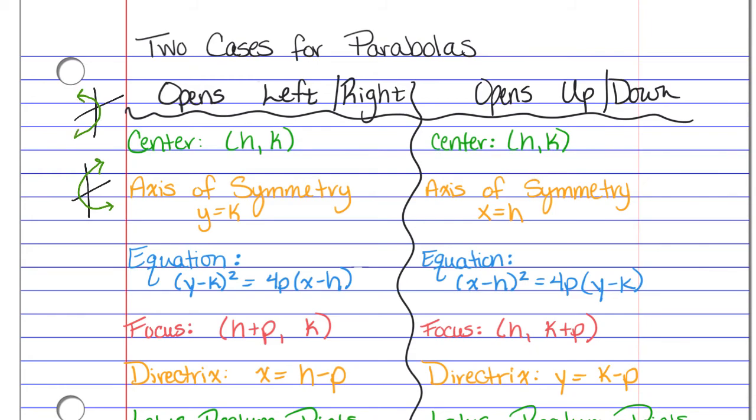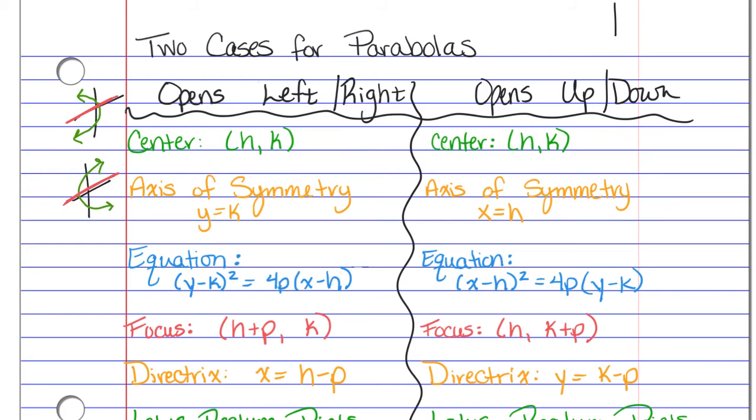And these are represented by the equation y minus k squared is equal to that 4p value, that latus rectum, times x minus h, with your center or your vertex being located at (h, k). Your axis of symmetry, depending on if it's left to right, will be some sort of horizontal line through your vertex.